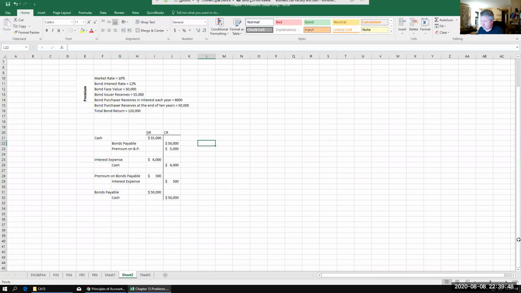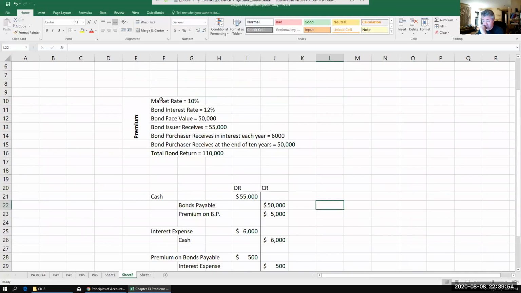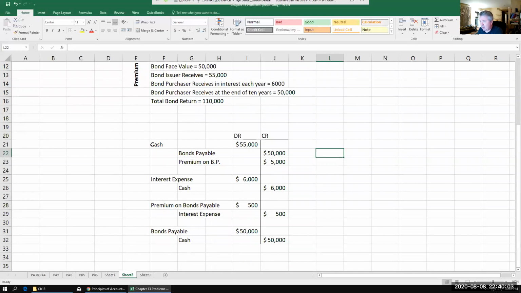And so here, let me make this bigger again. Again, same value. The market rate was 10. We issued for 12, so we got a premium. We got 5,000 premium, but we have to pay more interest every year. So now, when we get that initial influx of cash, we get the 55,000. Our bonds payable, though, is still just 50,000 because that's how much the face value is. That's how much we're going to owe. And so we're left with the extra $5,000. We put that in a liability account called premium on bonds payable, and we put 5 grand of premium right there.